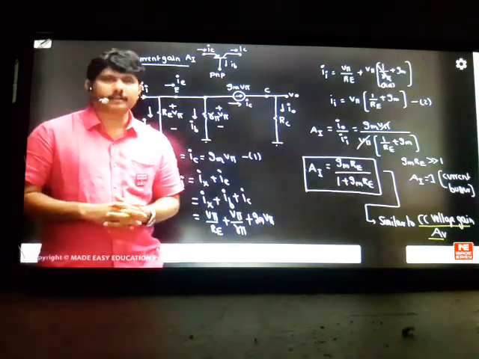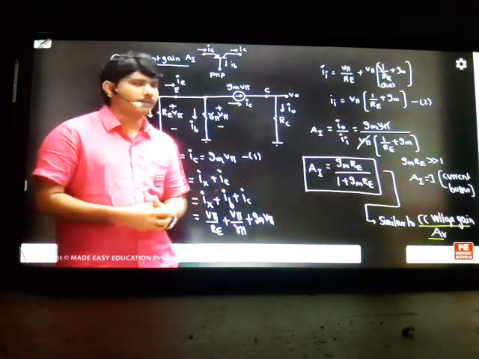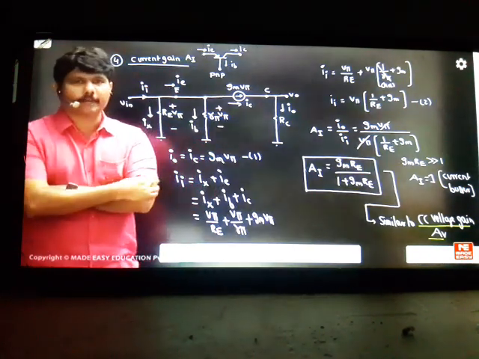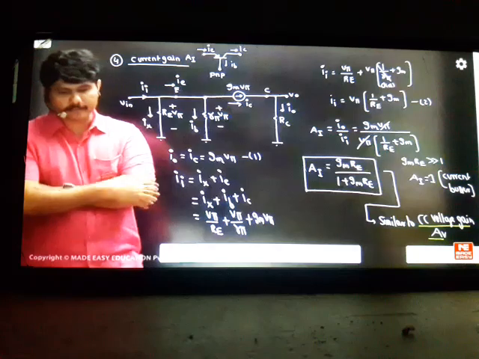Yes, 1 by R pi is a very small value. That's why I neglected it to make the formula simple for you. Otherwise, it will bring complications for you. The formula will be enhanced. That's why, to make it an easy formula, we neglect R pi. Only GM will be considered in the formula.